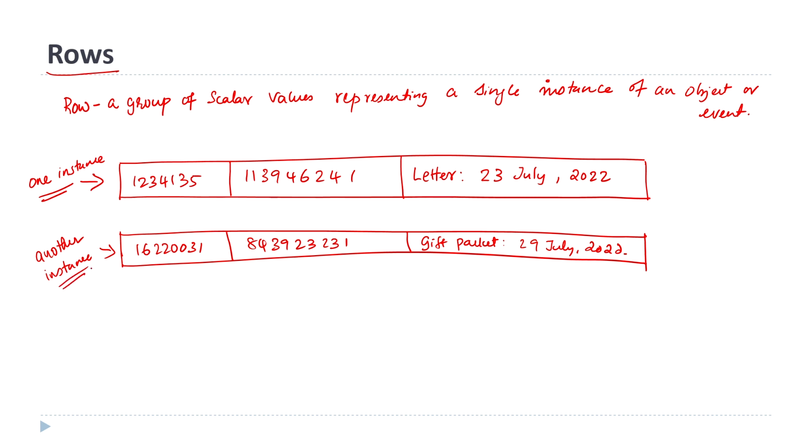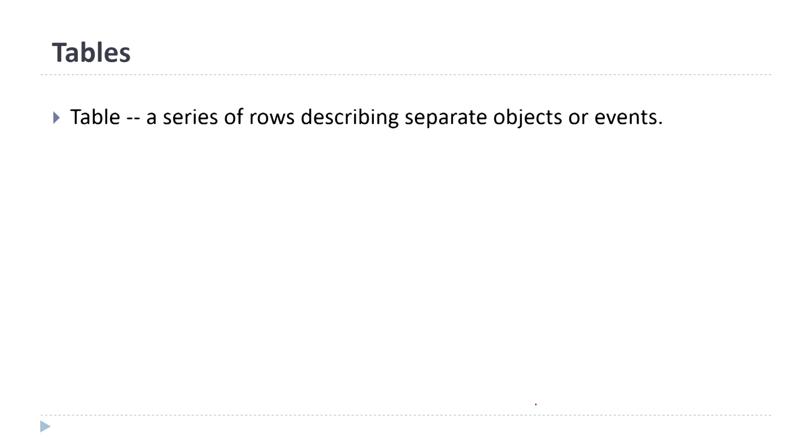A lot of the time this could be an instance of an entity also. So, a lot of the time these are instances of entities. Okay. All right. So, now then comes what we call tables. So, what is a table? We define a table as a series of rows describing separate objects or events.